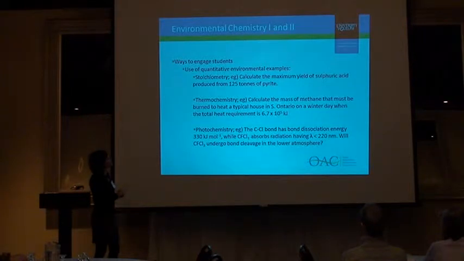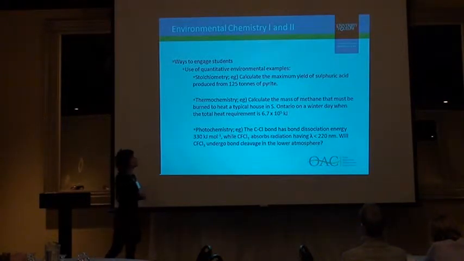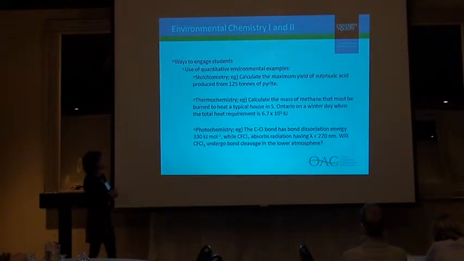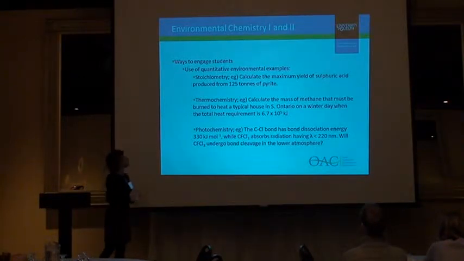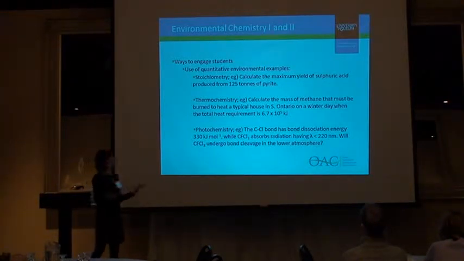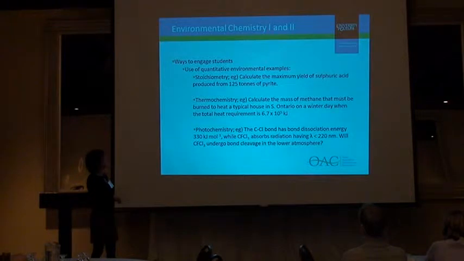Under thermochemistry, this is a very simple calculation. Calculate the mass of methane that must be burned to heat a typical house in southern Ontario on a winter day when the total heat requirement is 6.7 times 10 to the fifth kilojoules. Very, very simple little math problem there.